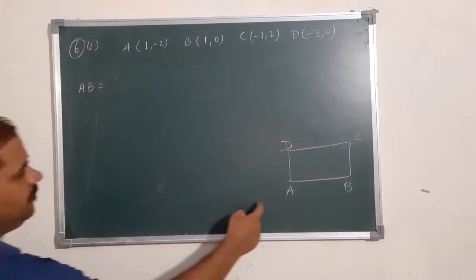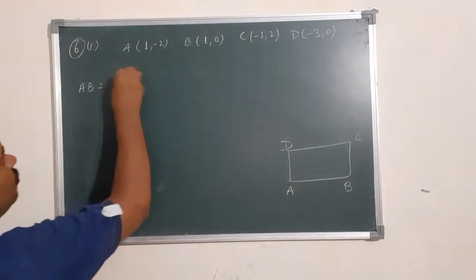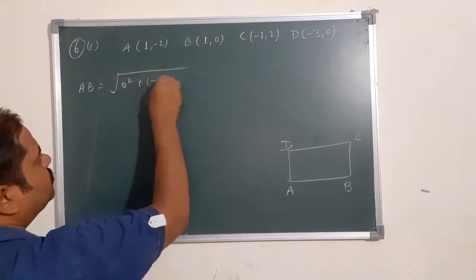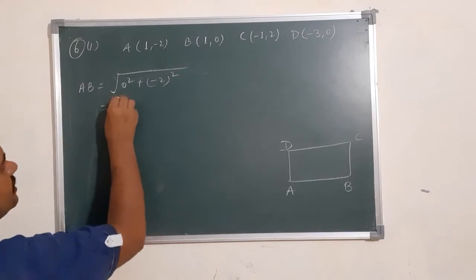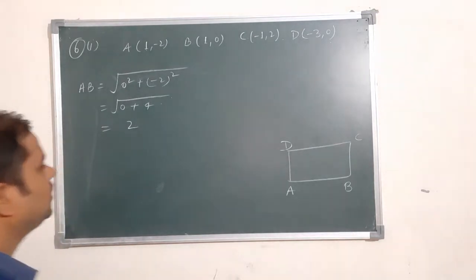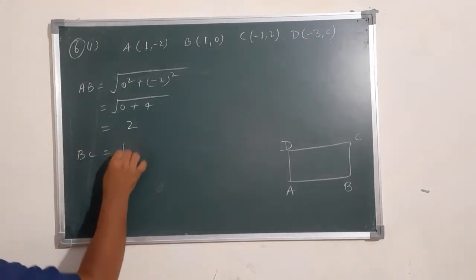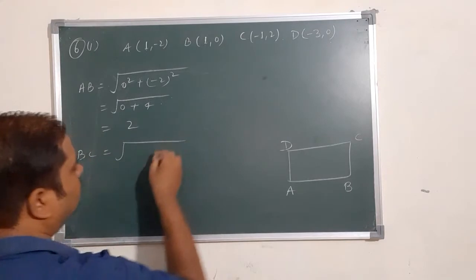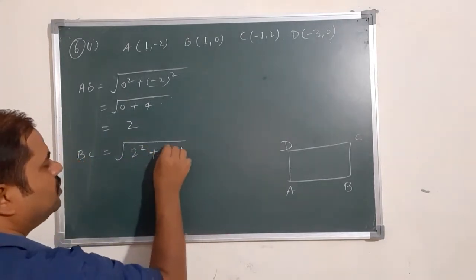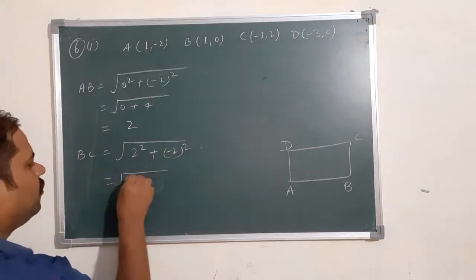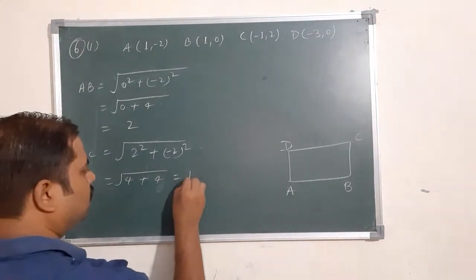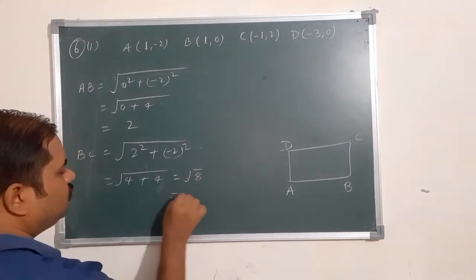AB is root of (1 minus 1) whole square plus (-2 minus 0) whole square, and this is 0 plus 4, and this is 2. Okay. BC. BC is root of (1 minus (-1)) whole square, that is 2 whole square, plus (0 minus 2) whole square, and this is 4 plus 4. This is what? Root 8, and this is nothing but 2 root 2.